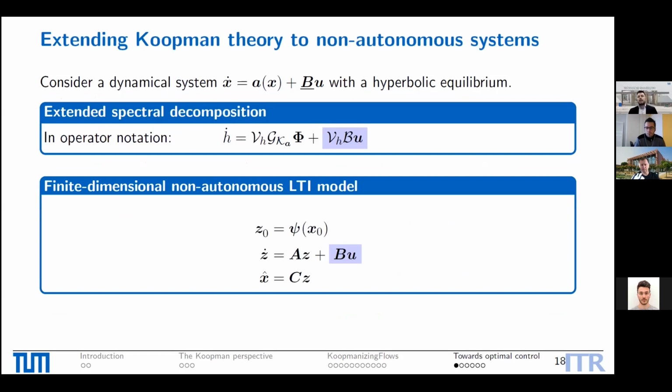So now we'll take a little outlook at the most recent work that we've considered. We considered the same class of autonomous dynamics, although now it doesn't need to be a Hurwitz A matrix, and with a linear input entry. In operator theoretical notation, we can pretty simply extend the spectral decomposition, which then, without loss of generality, leads to the following non-autonomous linear time invariant model.